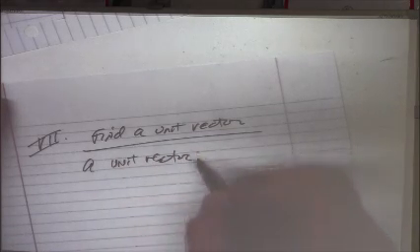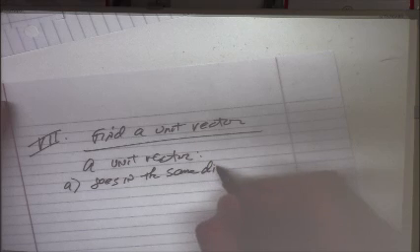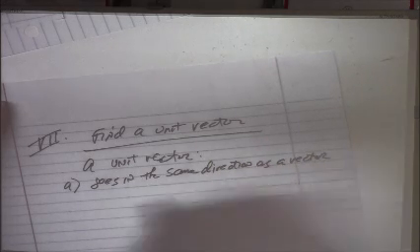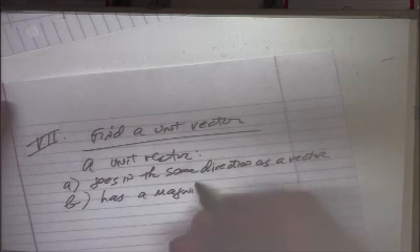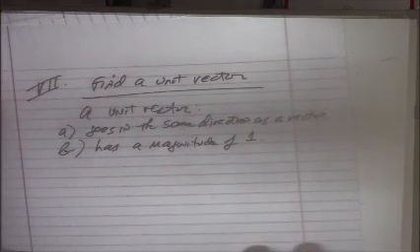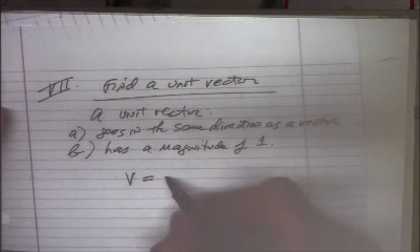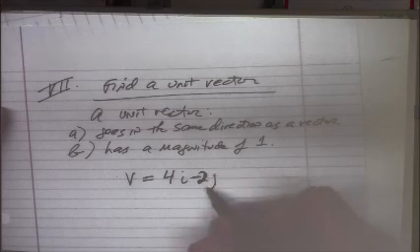So I'll write that out. A unit vector, one, goes in the same direction as a vector, and second, has a magnitude of 1. Just like a unit circle has a radius of 1. So I want to take this vector 4i minus 2j.